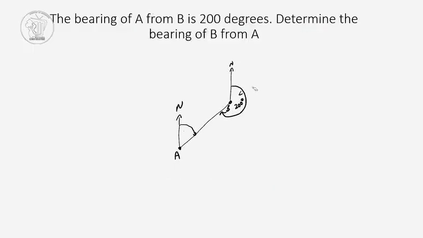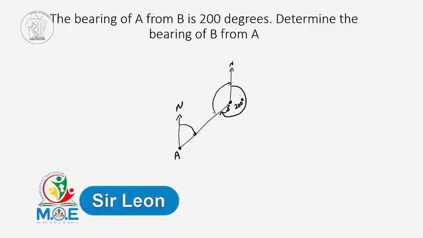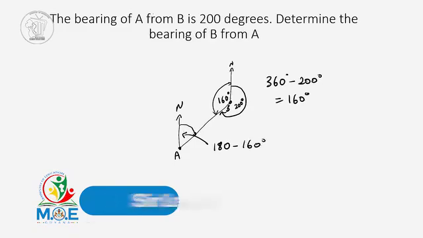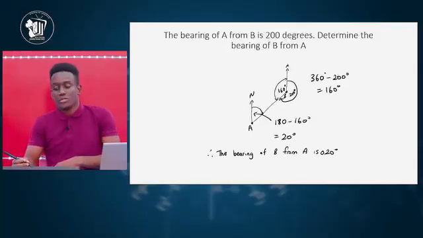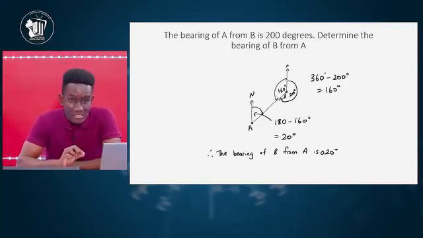If we know here is 200 degrees, this piece will complete the circle, so we have 360 subtract 200 degrees, and hence this will give us 160 degrees. Since they are supplementary, this angle would be 180 subtract 160 degrees, which gives us 20 degrees. Therefore we can say the bearing of B from A is 020 degrees, using 3 digits. And that is how we answer this question.